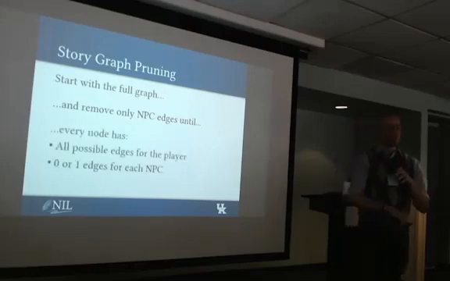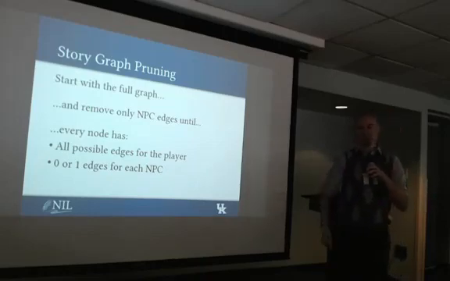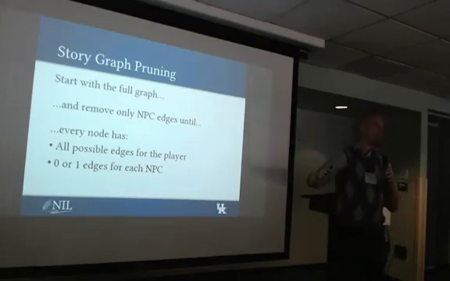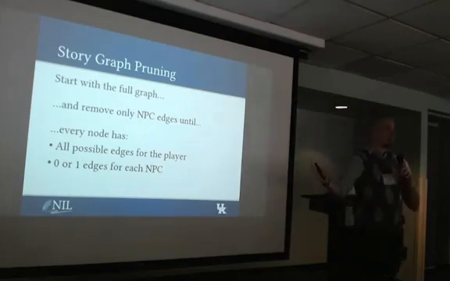Until every node has all possible edges for the player, so the player can always do anything where the preconditions are satisfied, any action the player would expect to do in that moment. And we have 0 or 1 edges for non-player character, so the non-player characters always know what they have to do. All the decisions have been made in advance. When the game is actually running, all the AI is doing is walking through the graph.